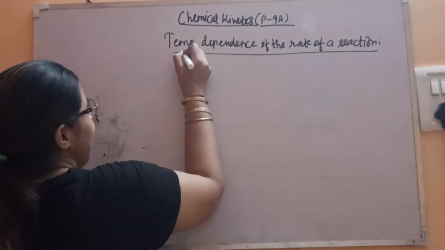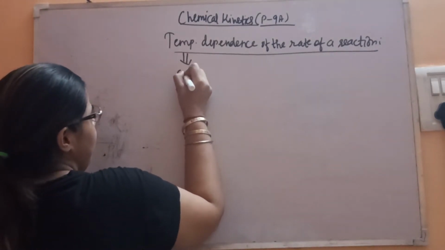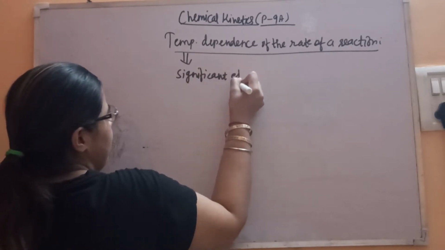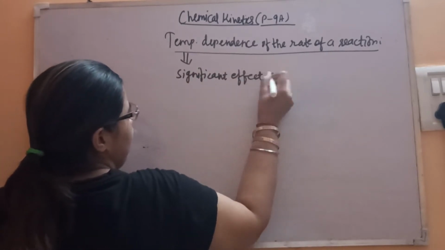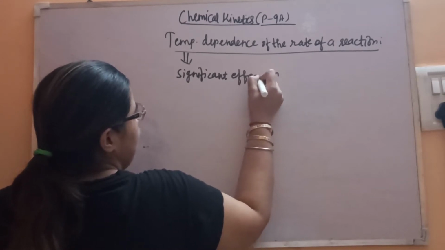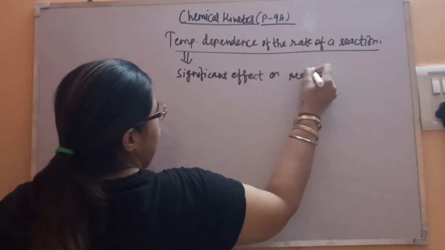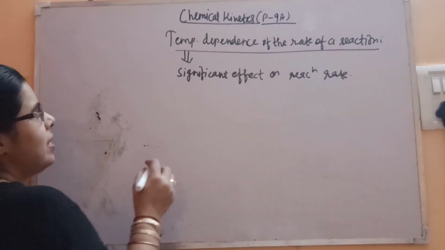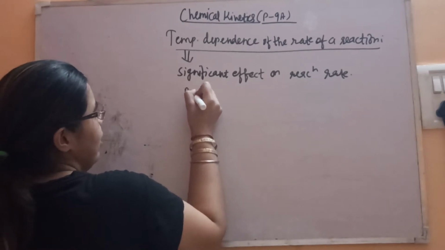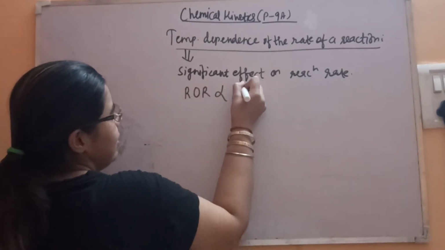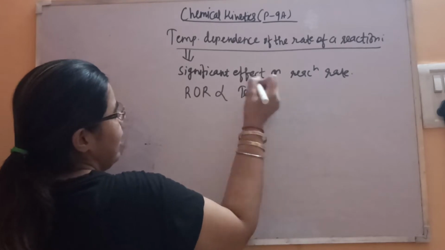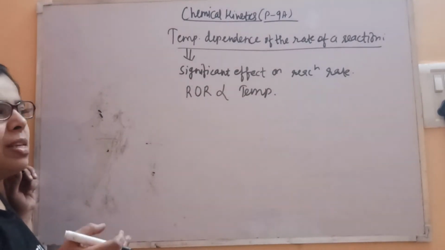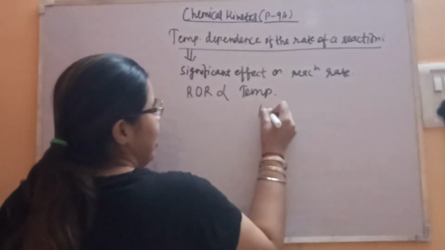So we can say that temperature is having a significant effect on reaction rate. Okay, rate of reaction increases with increase in temperature. Rate of reaction increases with increase in temperature. It means it is directly proportional. Fine. Now whenever temperature is increasing, suppose we have increased the temperature by 10 Kelvin.